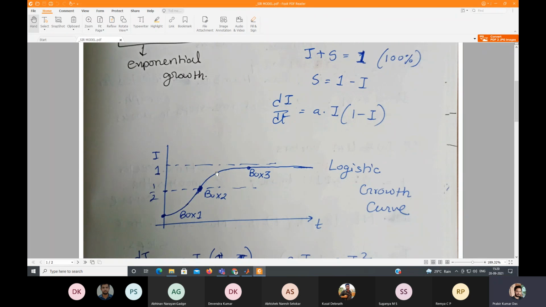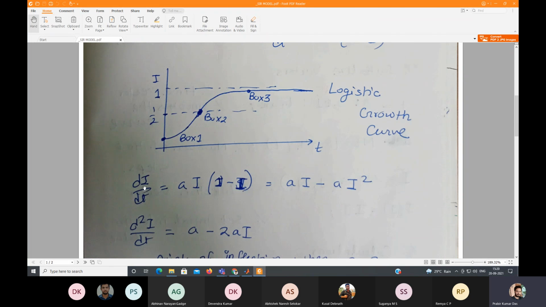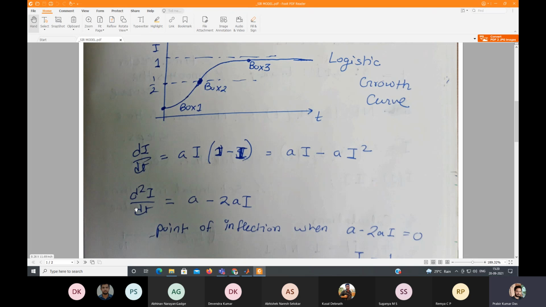It is kind of a 1 minus e to the power x kind of graph. Not exactly, just this kind of function. So at this point the curvature is getting changed. If we want to calculate this curvature, we have to equate this derivative, and we have to calculate the double derivative. So if we calculate this double derivative, we will get a minus 2a into I.